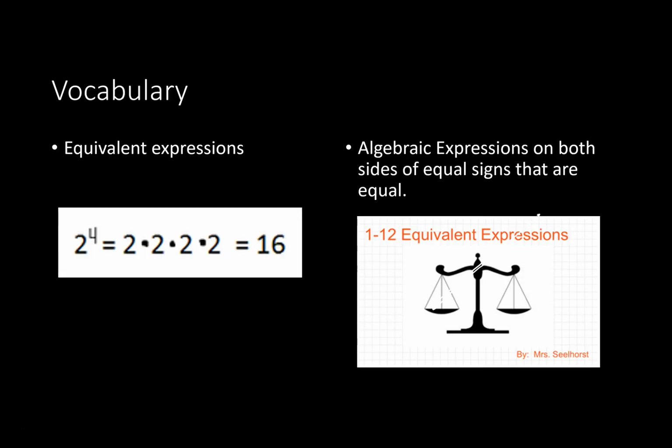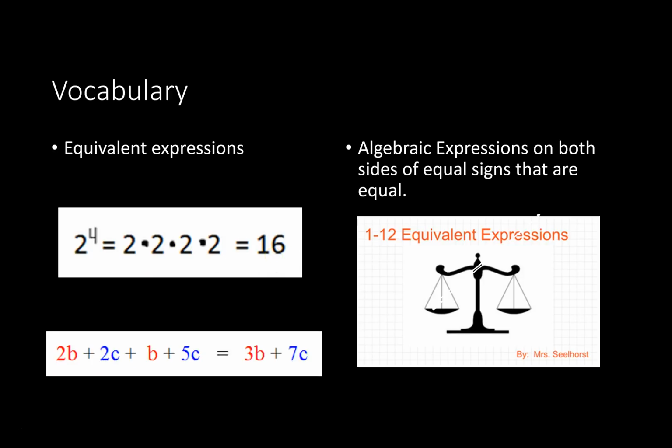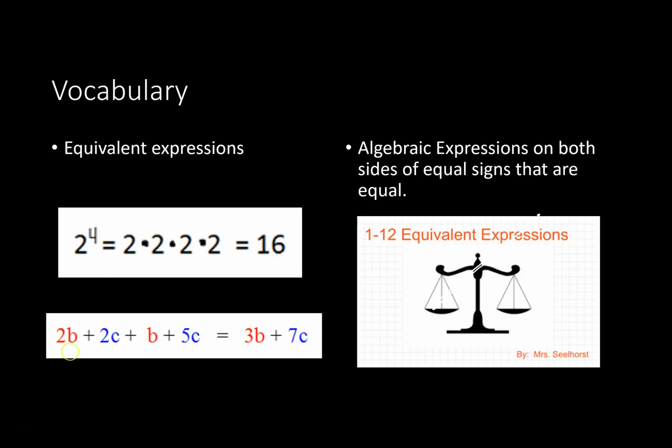So equivalent expressions would be these. 4 squared, or 2 to the 4th power, would be 2 times 2 times 2 times 2, which is also equal to 16. Those are all equivalent expressions. Another one would look like this, where there's 2b and a 1b as 3 b's, 2 c's and 5 c's would be 7 c's. So they can either split up or together, but these two are both equal.